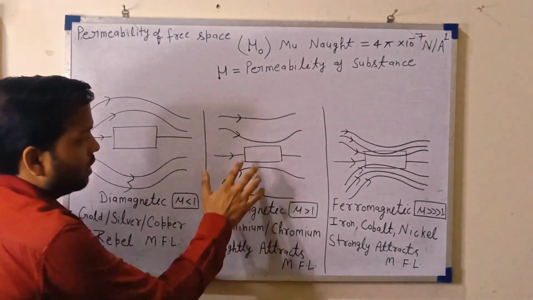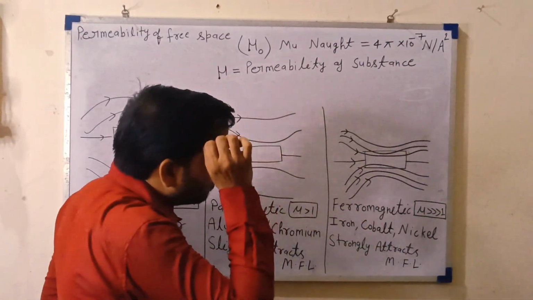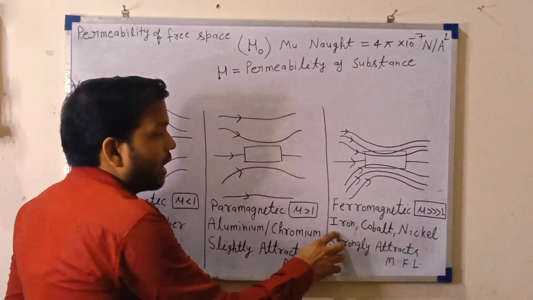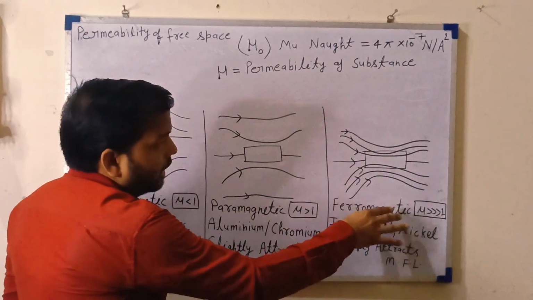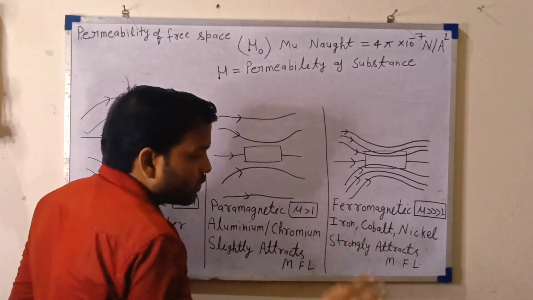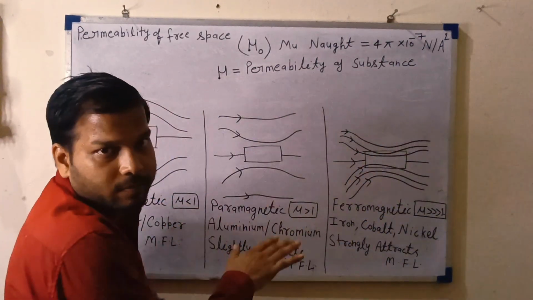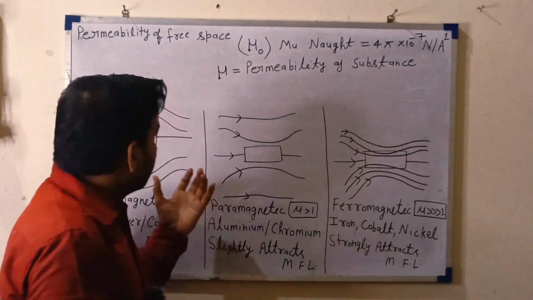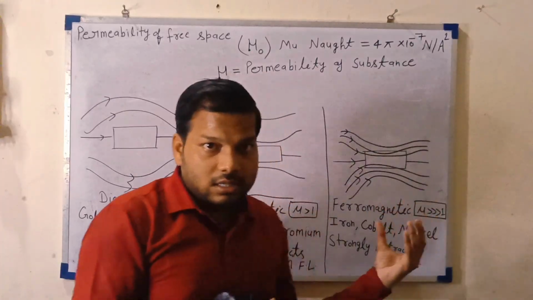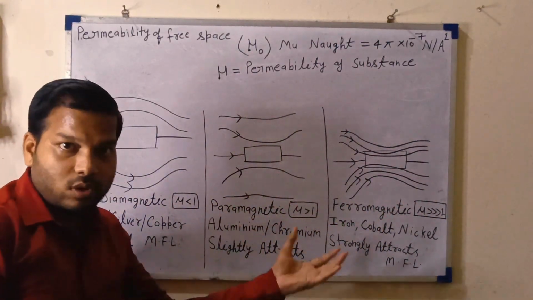Examples: aluminium, chromium. And last, ferromagnetic: this kind of substance is strongly attracted towards the magnet, like iron, cobalt, nickel, and it strongly attracts magnetic field lines, and that's why the value of permeability is much greater than 1. Is it clear? So this is the permeability. It means the ability of a substance to allow the field lines to pass through it. Okay, clear?